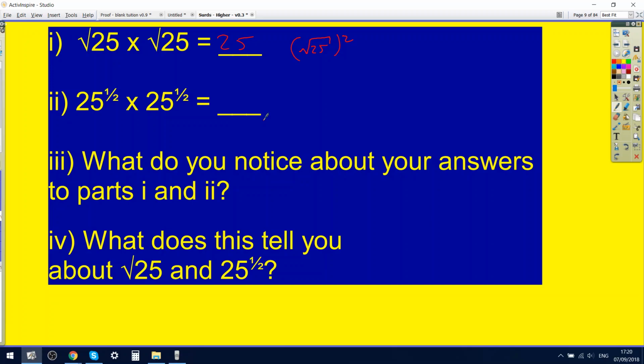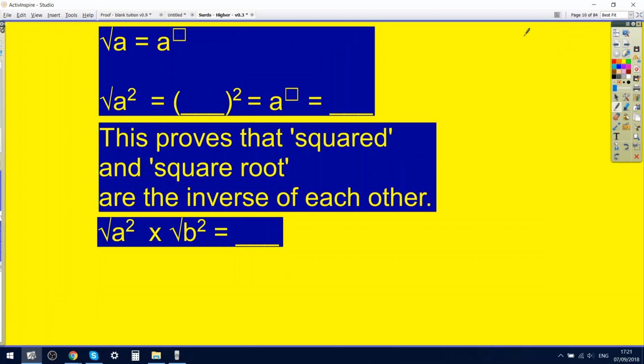Would it just be 25 to the power of 1 then? Yeah. And what do you know about 25 to the power of 1? 25 to the power of 1 is just 25. Yeah. And so basically we got the same answer twice. Something times itself is equal to something else times itself. And that means these two must be the same as each other. Yeah. And so basically the square root of a number is the same as that number to the power of a half.